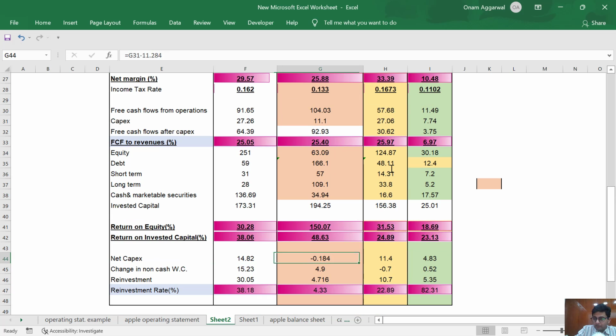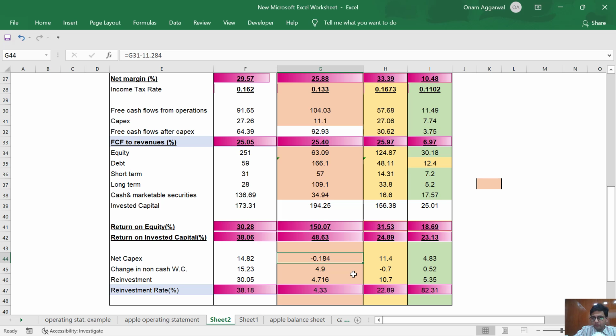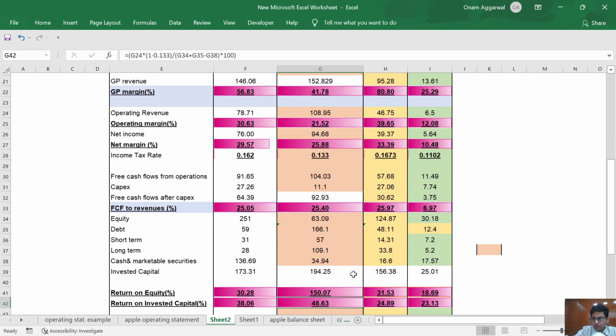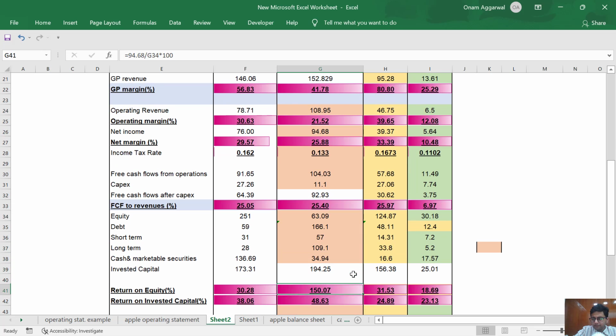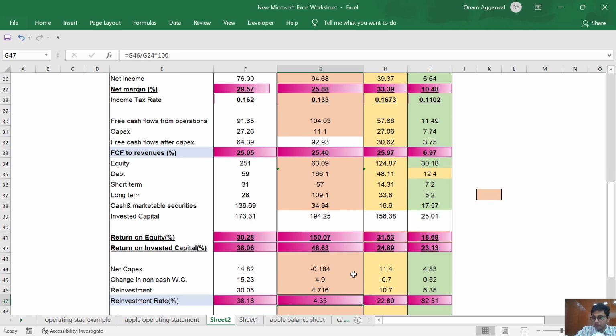Now, when it comes to reinvestments, something very interesting happens in the case of Apple. The net capex is actually negative. How? Well, the capex of Apple is $11.1 billion. Out of this capex, we are deducting the depreciation. That results in Apple having actually not invested any amount in net capex. It has just invested whatever repair and maintenance was required, as depreciation is a proxy for that. In the change in non-cash working capital, Apple has invested only $5 billion. So reinvestment is quite low, 4.33%.